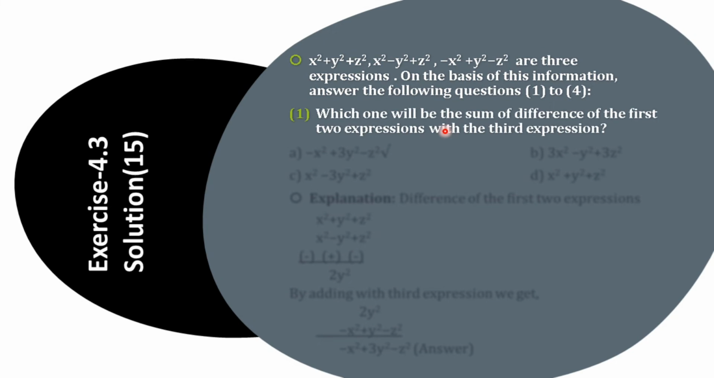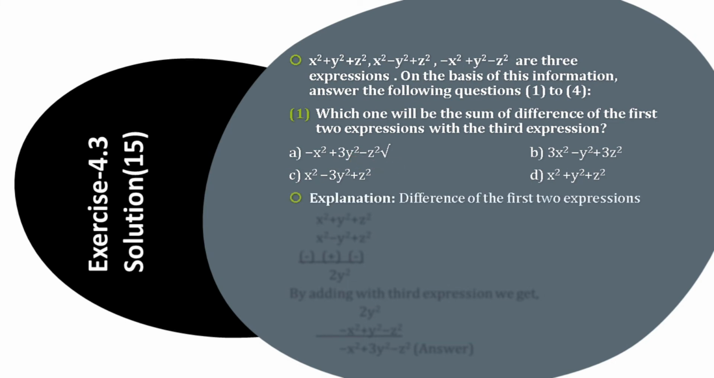Number 1, which one will be the sum of the difference of the first two expressions with the third expression? And these are the options, my dear, and the answer will be minus x² plus 3y² minus z². This is the tick mark. Let us see the explanation.